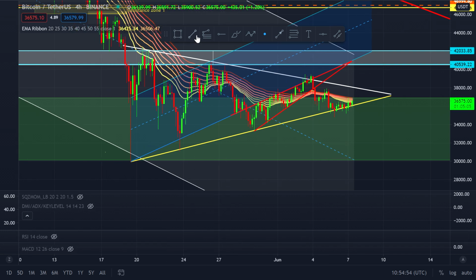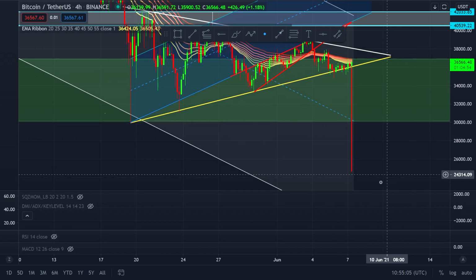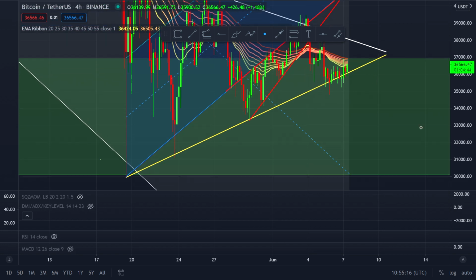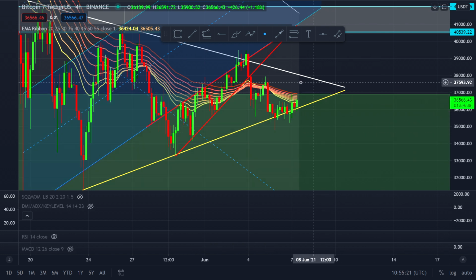If we were to break out of this asymmetrical triangle, I'm going to do the measured move here for you guys so you can see it. We will probably test around the 24K area region, 24, 25K area region, and if we break up, we'll probably test the 50K region. Actually, right now, looking at the chart, just without analyzing anything, Bitcoin doesn't look very good. We're reaching the apex of this asymmetrical triangle, and we're about to break either up or down. Breaking up means breaking above 37,800. Breaking down means breaking below at least 36,000.